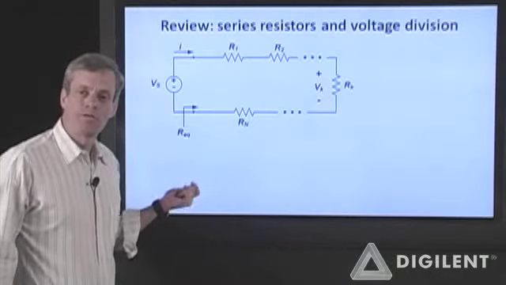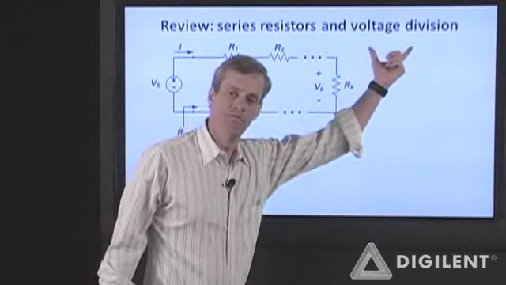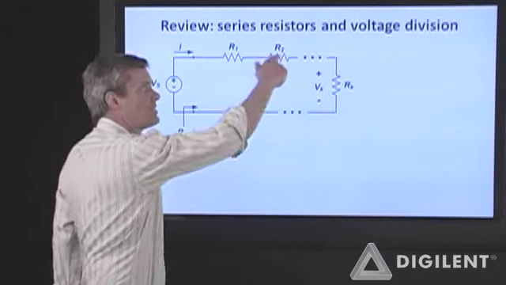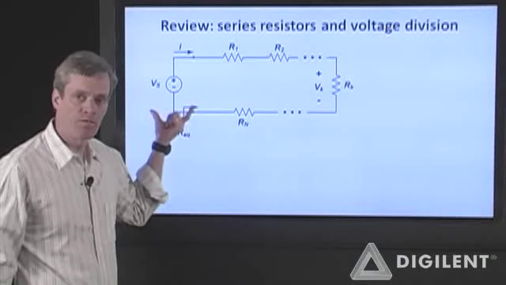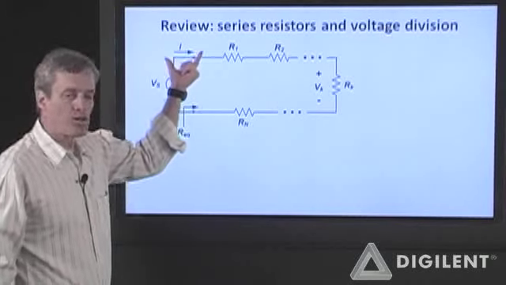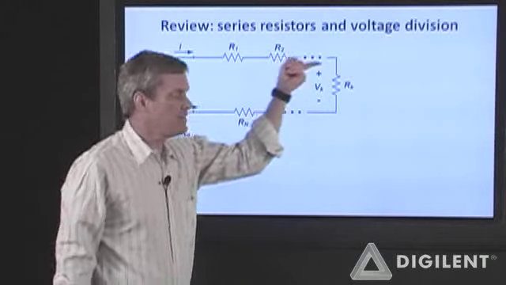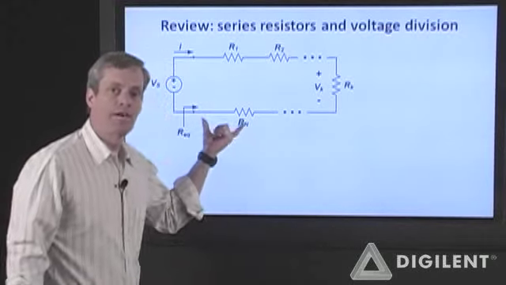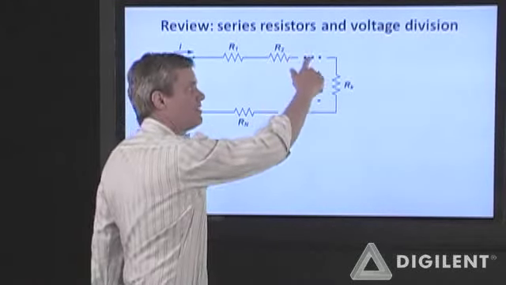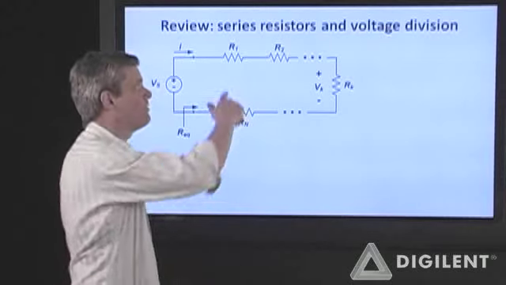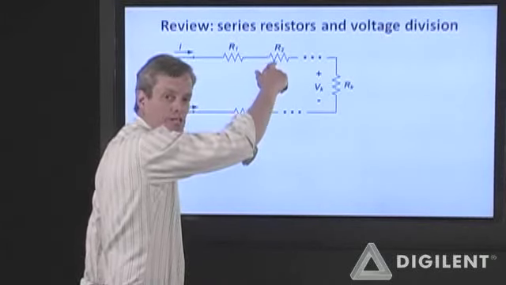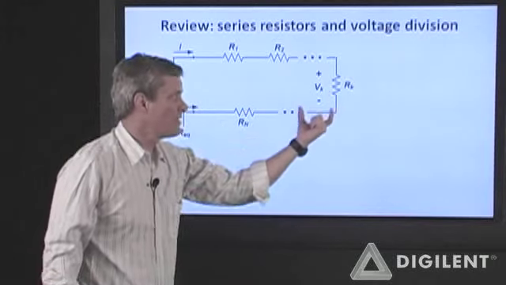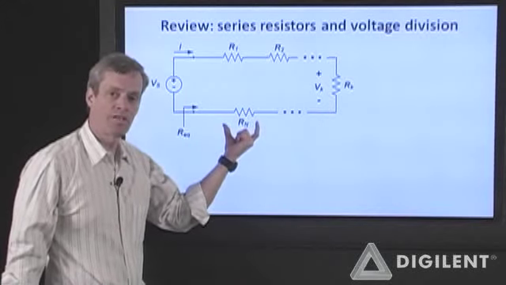Quick review of series resistor combinations and voltage division. If I have some series combination of resistors which are powered by some voltage source V sub S, the current I through all of these resistors is identical. They are in series. If I do KCL between any two resistors, I will find out that the current through resistor R1 is the same as the current through resistor R2, which is the same as all the other currents up to R sub n.